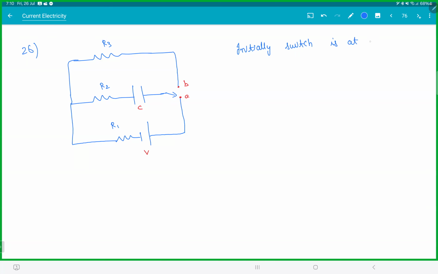Initially the switch is at A for a long time. Then flip to B at t is equal to 0. So you're flipping the switch to B at t equals 0. Then find the current and find the charge on the capacitor as a function of time t.